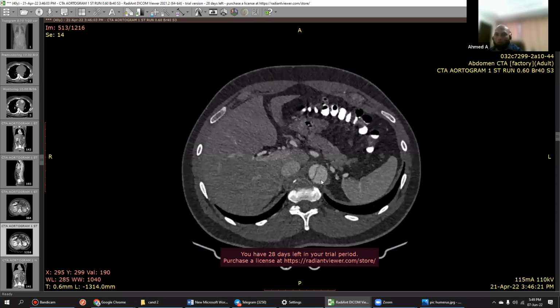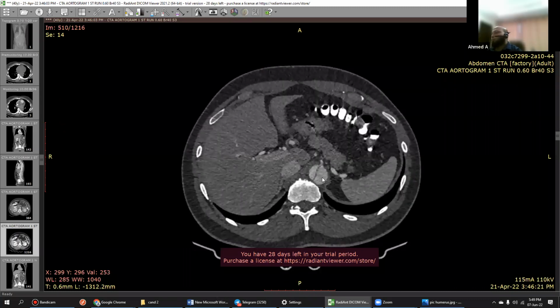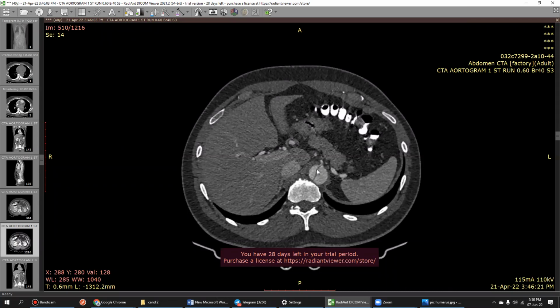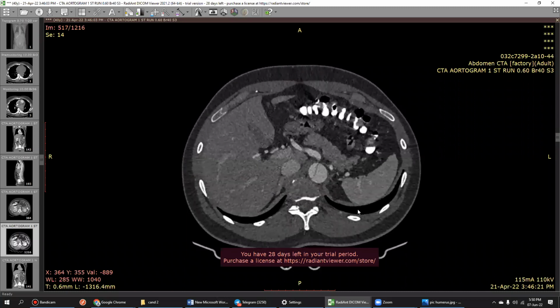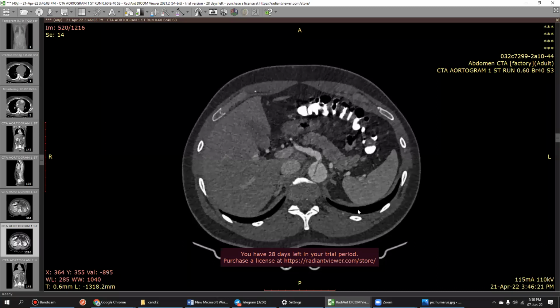How will you differentiate true and false? The density of the contrast will be more in the true lumen. The false lumen used to be larger than the true lumen. Usually the major branches like the celiac and superior mesenteric arise from the true lumen, and the right renal artery also arises from the true lumen. The left renal usually arises from the false lumen. And also the obtuse angle.